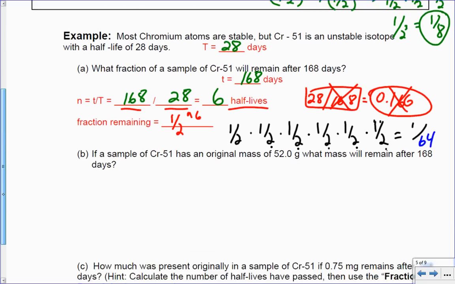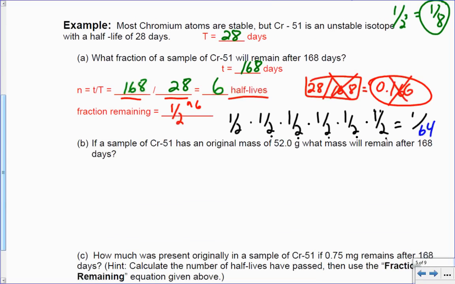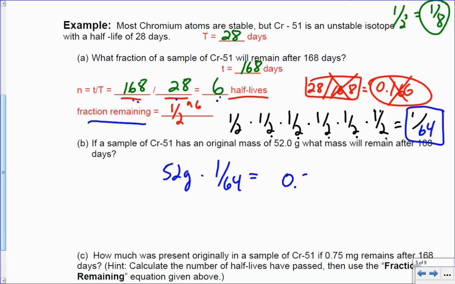So now here's an example. If a sample of Cr-51 has an original mass of 52 grams, what mass will remain after 168 days? Well, I just did the legwork on the 168 days. I figured if I have 168 days and the half-life is 28, I went through 6 half-lives. If I go through 6 half-lives, the fraction remaining is 1/64. So now I just say 52 grams times 1/64, which essentially is 52 divided by 64. I will have 0.8125 grams remaining.